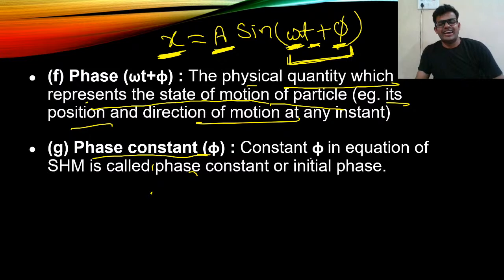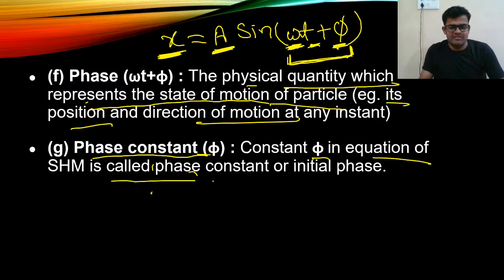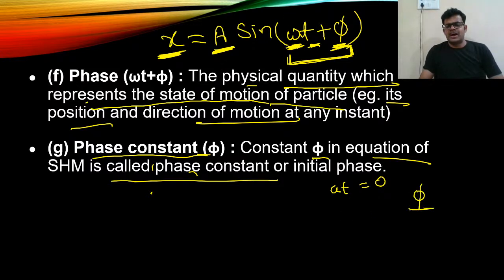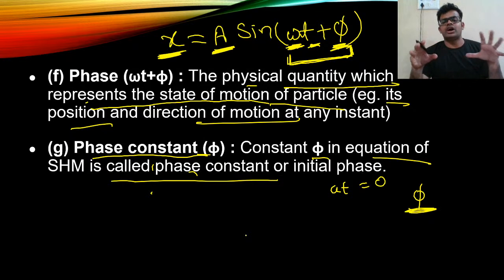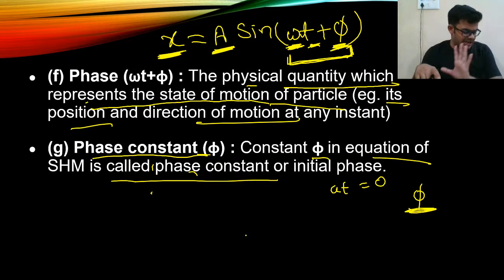So let us talk about this phase constant phi. In the equation of SHM, this term phi is called phase constant or initial phase. At t equal to 0, omega t will become 0, so phase will be only and only phi. So this is called the phase constant or initial phase of the particle. It gives information about the position and direction of motion of the particle at time t equal to 0.